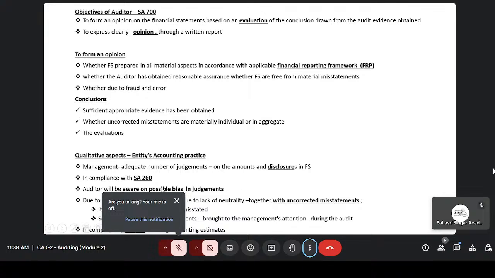So here, the main thing is two SAs are there. One is SA 260, auditor's communications with those charged with governance, and the second is SA 540, accounting estimates. Especially these accounting estimates will be applicable for the provisions of bad debts, especially a couple of years back when IFRS 9, the financial instruments standard, introduced the ECL, expected credit loss. This is a term from the IFRS point of view.